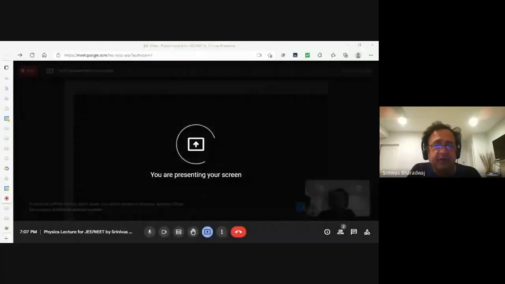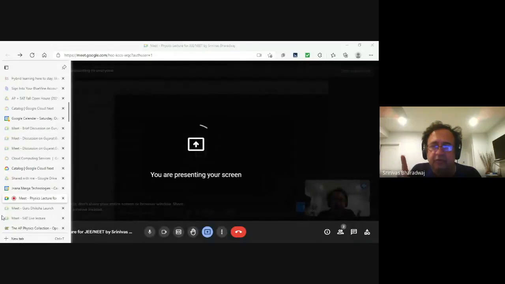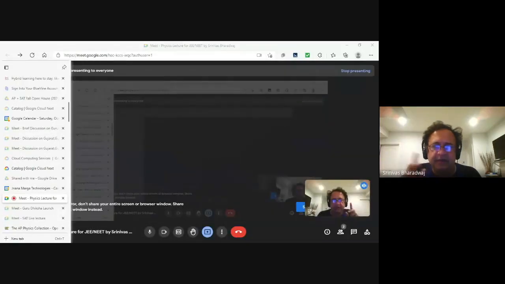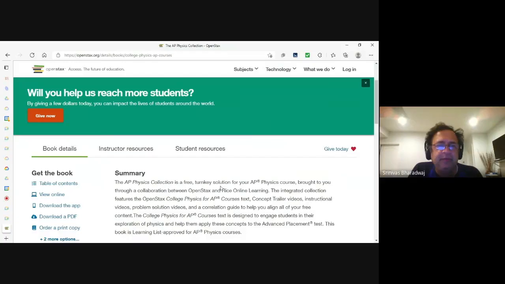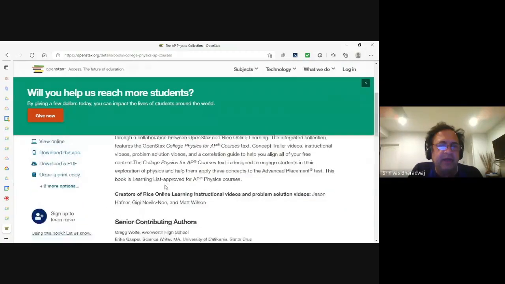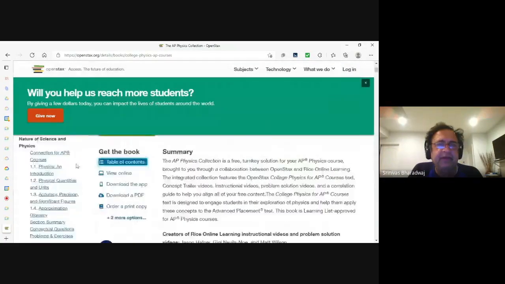See, we don't include this book with our NEET JEE apps, but we definitely include this book with our AP Physics, AP Physics 1 and AP Physics C apps for the American students. But this is a free book. This is College Physics for AP Courses, and it is a fantastic book.